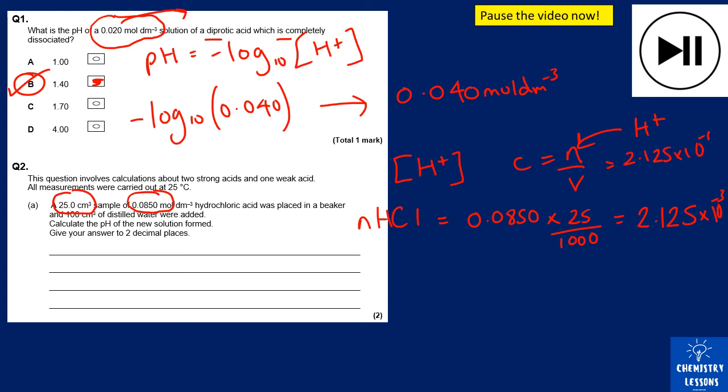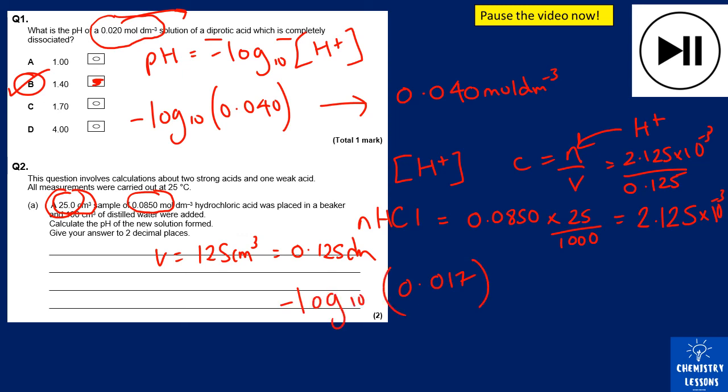What's the volume? Well, the volume is 25 plus 100 because they added 100 centimeters cubed. So my volume is 125 centimeters cubed, which is in fact 0.125 decimeters cubed. So now to find the concentration of H plus, it's 2.125 times 10 to the minus 3 divided by 0.125. That's going to give you my H plus concentration, which is 0.017. And if I do minus log base 10 of 0.017, that equals 1.77 to 2 decimal places.